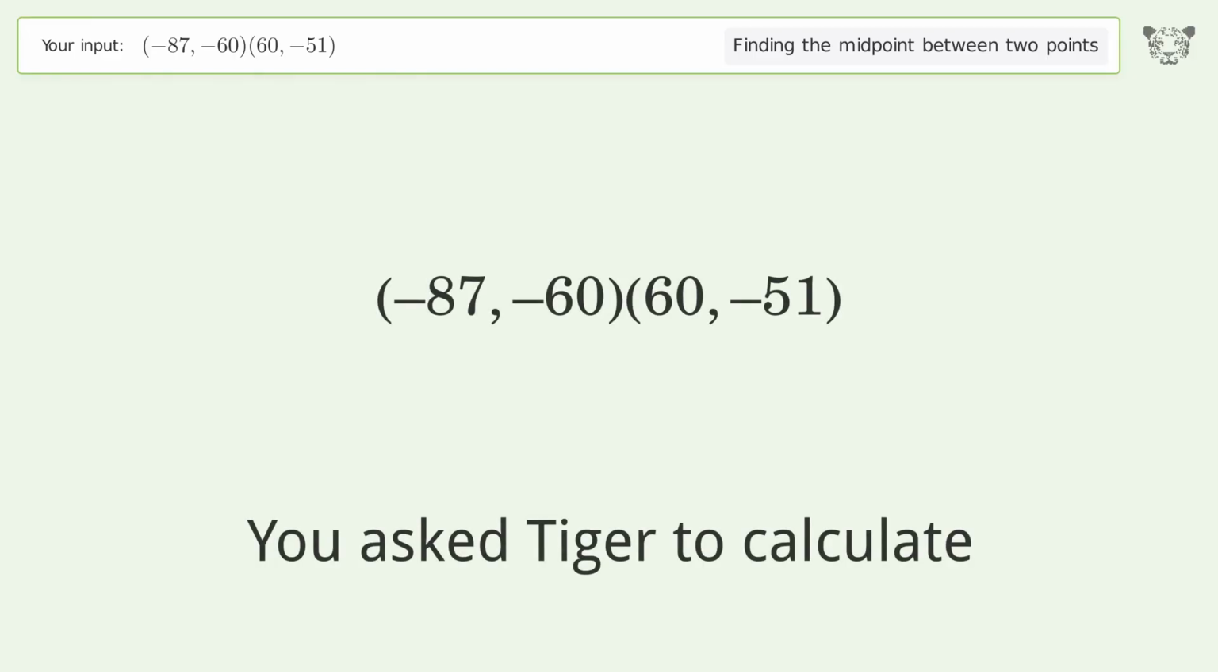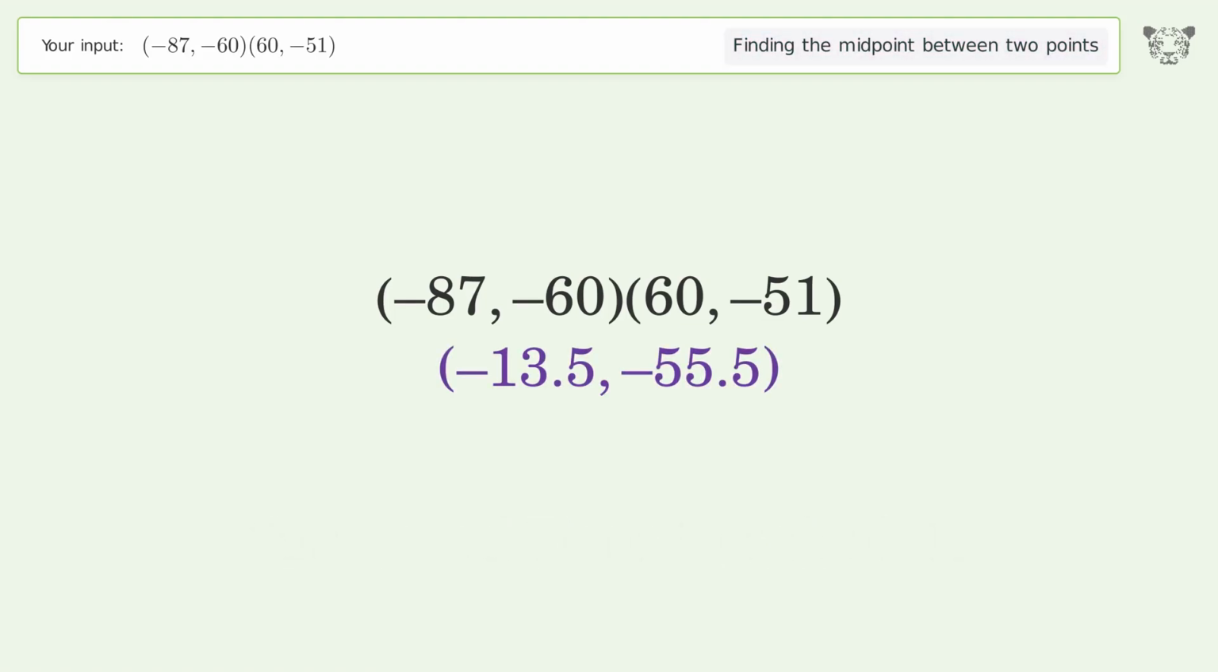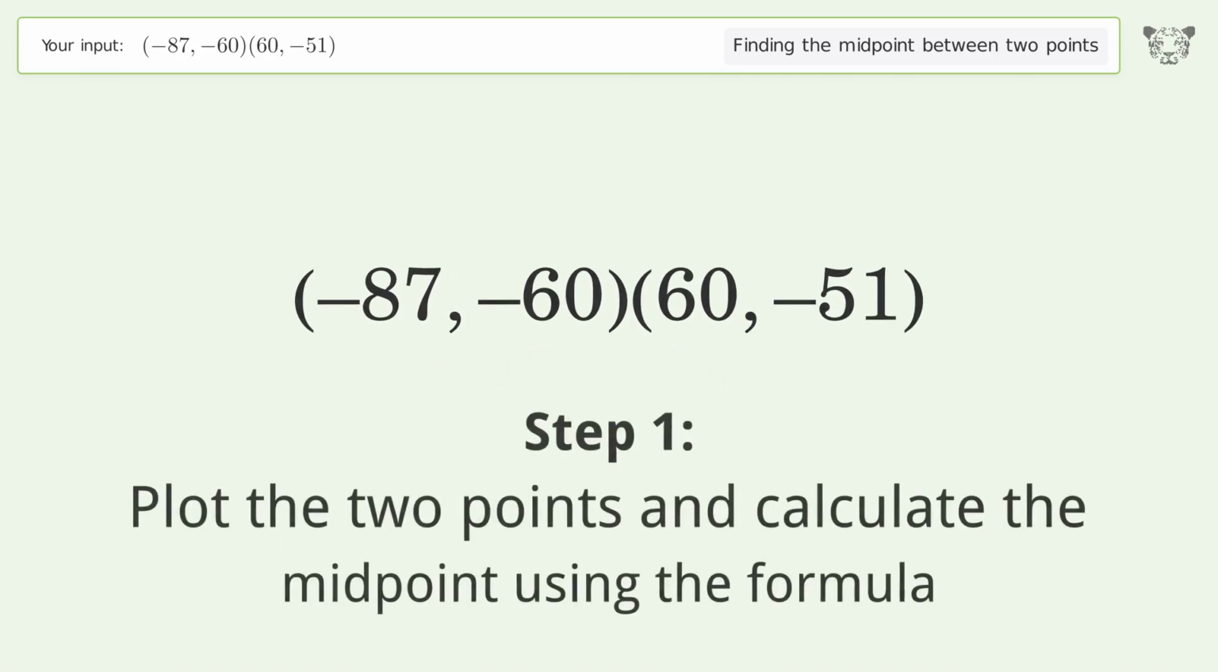You ask Tiger to calculate. This deals with finding the midpoint between 2 points. The midpoint between the 2 points is negative 13.5, negative 55.5. Let's solve it step by step. Plot the 2 points and calculate the midpoint using the formula.